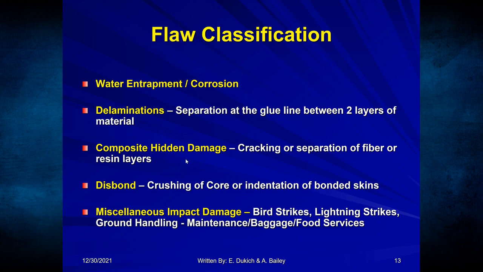Or it could be hidden damage like cracking or fibers that are separating, or resin, the glue line, separating from the edges, or a disbond, which could be crushed core or an indentation from a bird strike or something. Crushed core also happens. Everybody on this session here, you know you cannot walk on certain aircraft wings because you can crush the core with your boot or maybe a tool. So we have to be very careful not to disbond the composite areas.